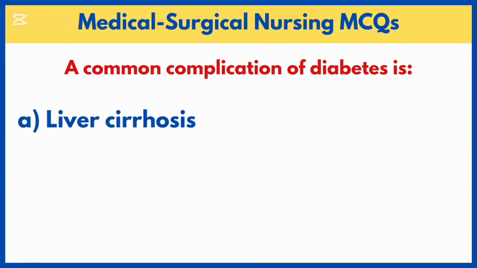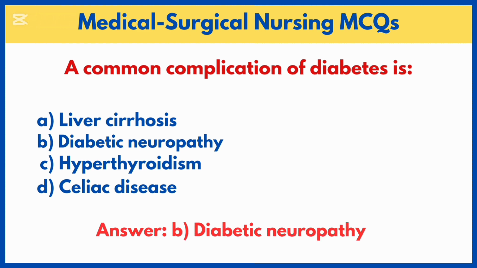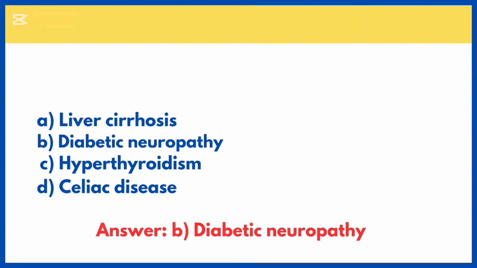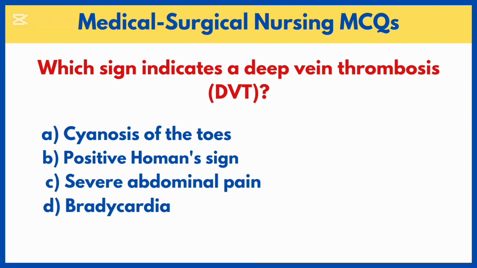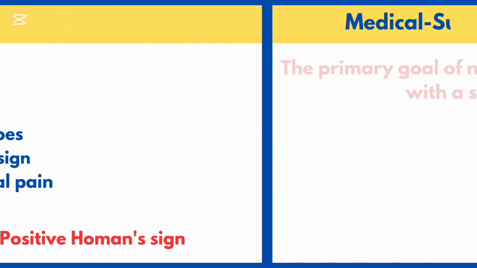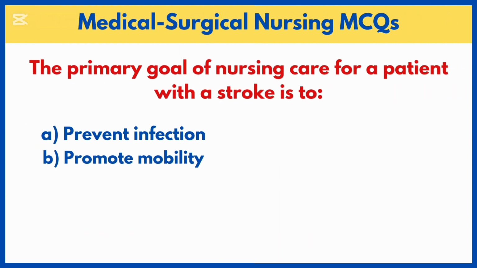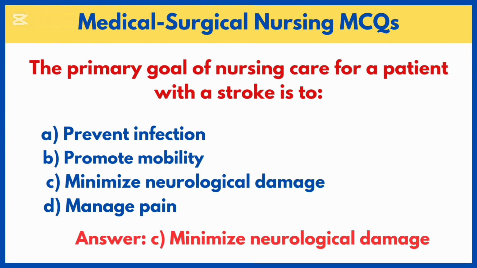A common complication of diabetes is. Correct answer is option B, diabetic neuropathy. Which sign indicates a deep vein thrombosis? Correct answer is option B, positive Homans sign. The primary goal of nursing care for a patient with a stroke is to. Correct answer is option C, minimize neurological damage.